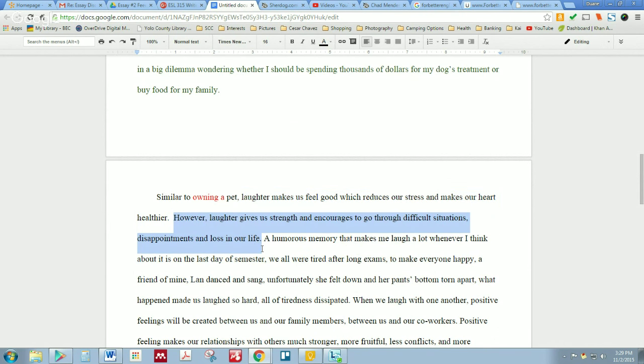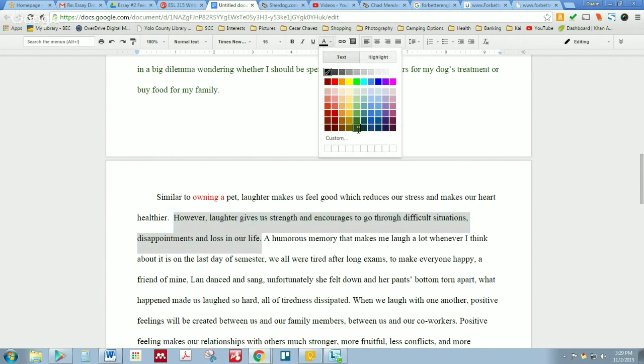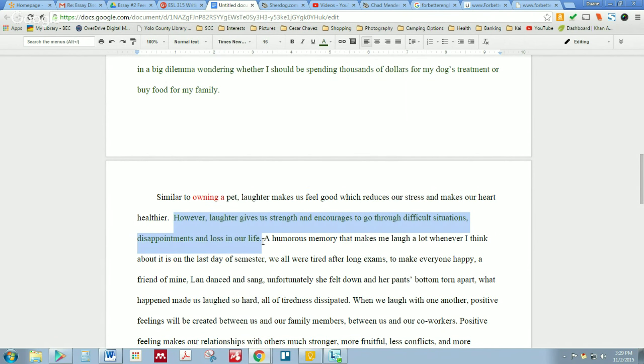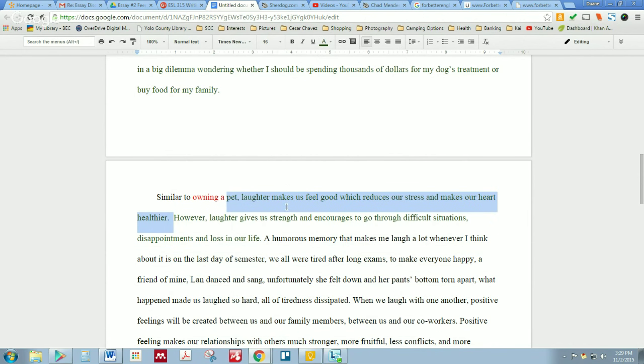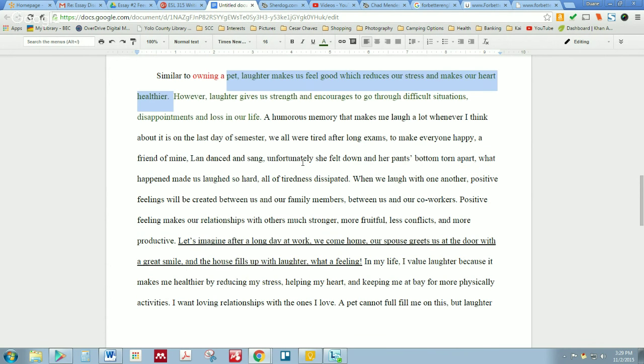However, laughter gives us strength and encourages us to go through difficult situations, disappointment, and loss in our life. So it's going to show how laughter gives us strength. And this is good. I'm going to color this green too, because it's a transition sentence into our topic sentence. Or it looks like maybe this is development, because we come right into, I'm going to say it's development.